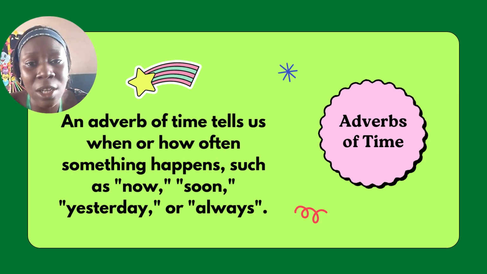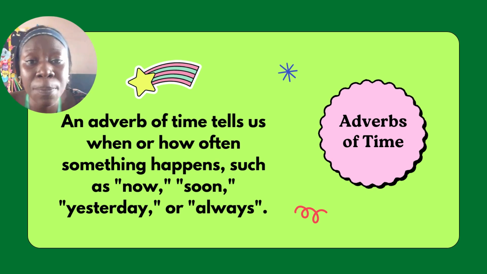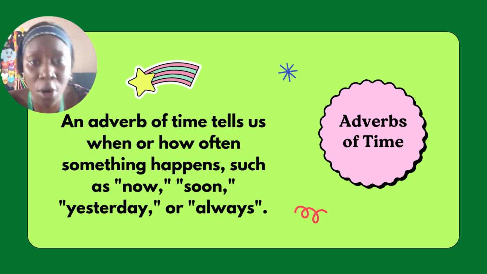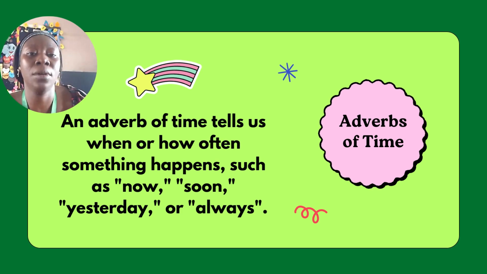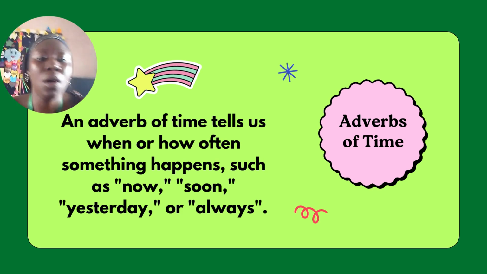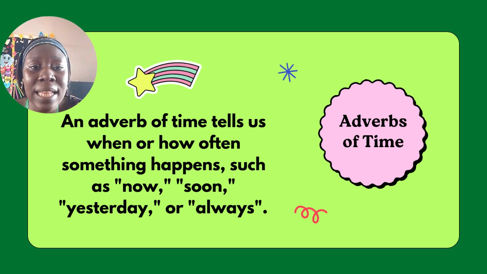When did a particular thing happen? When did mother cook, when did the father get back from work, when did you do your assignment? It tells you more about what? Time. So now or soon, such as when something happened, like did it happen now or soon? Do you understand? So that is adverb of time for you. Let's go to the next slide.